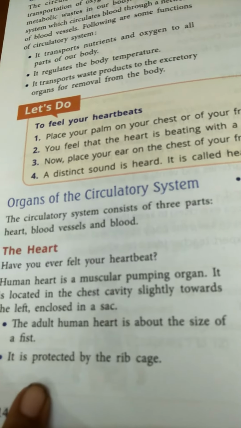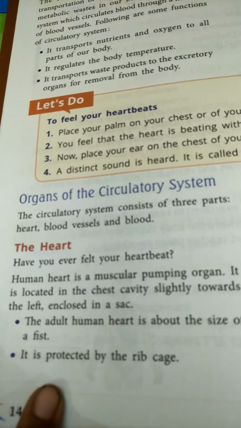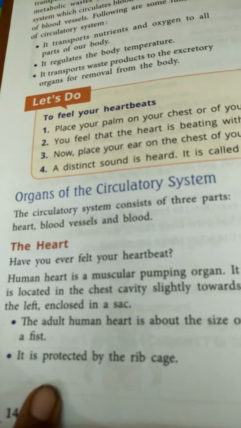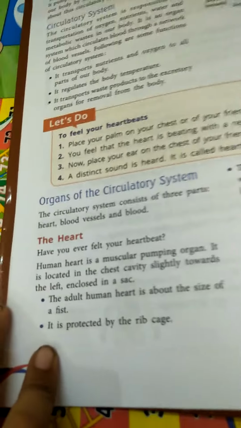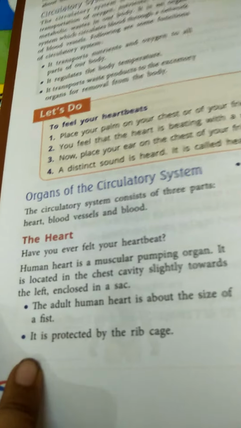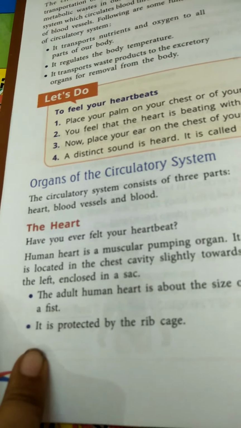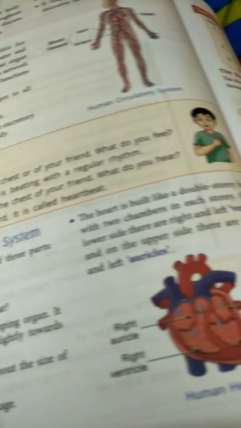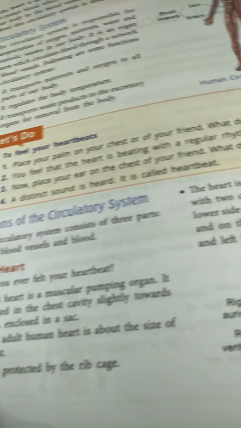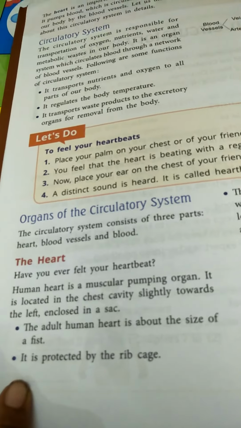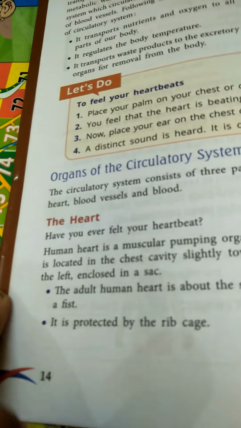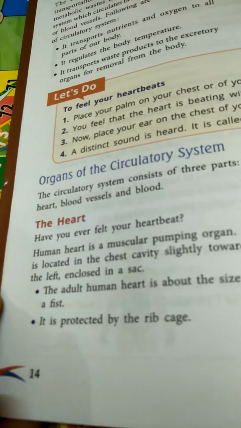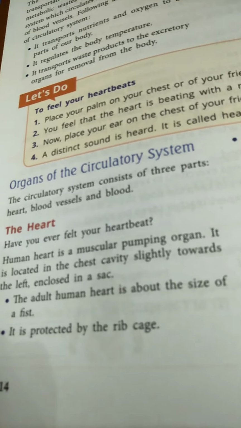Organs of the circulatory system. Now let's come to the organs. The circulatory system consists of three parts: heart, blood vessels, and blood. First of all, we'll learn about the heart. Have you ever felt your heartbeat like this? We felt the heartbeat in the experiment above, and here it is asking, have you ever felt your heartbeat?